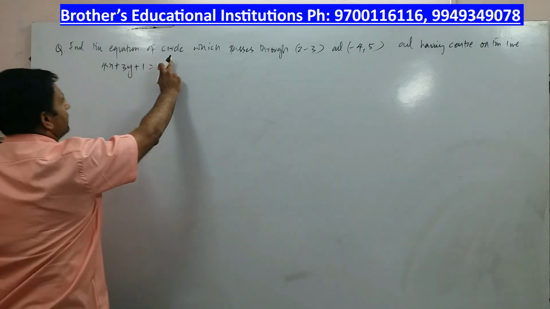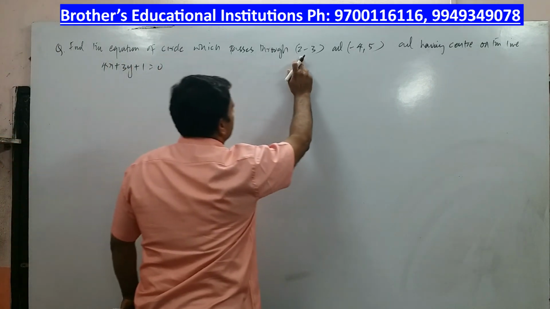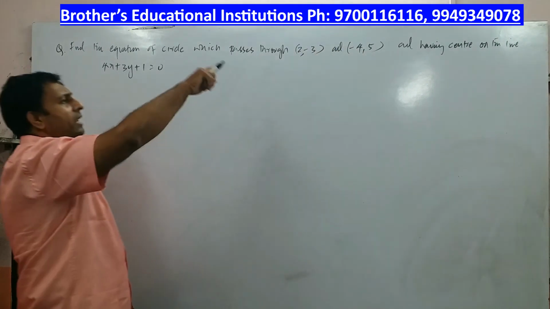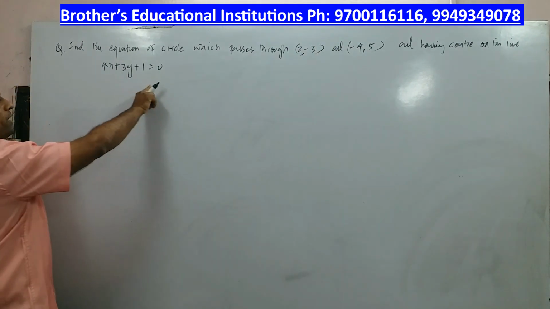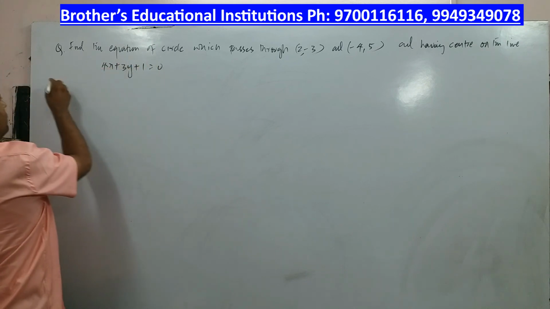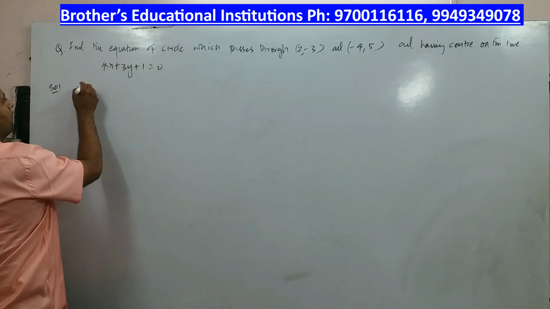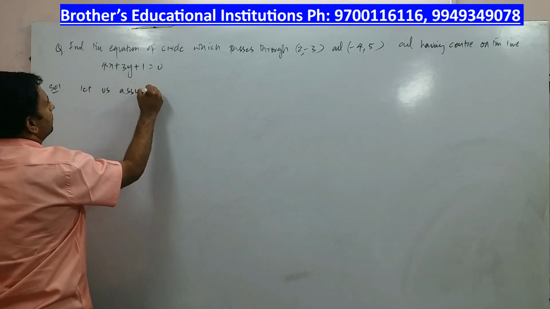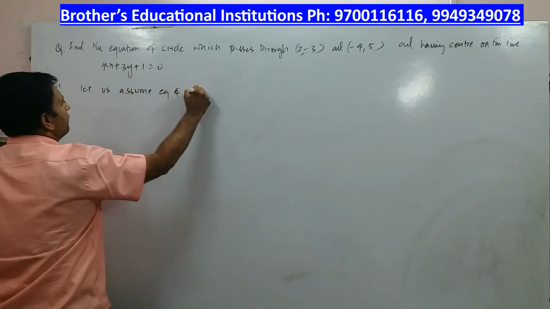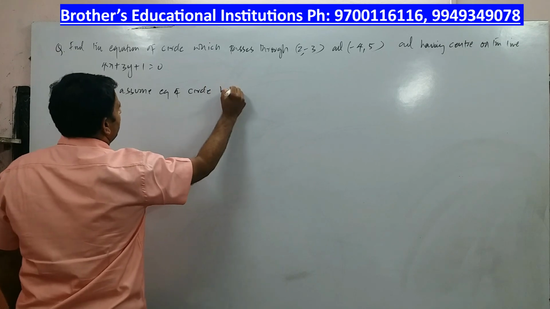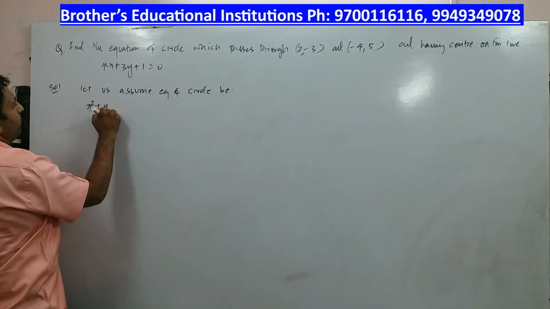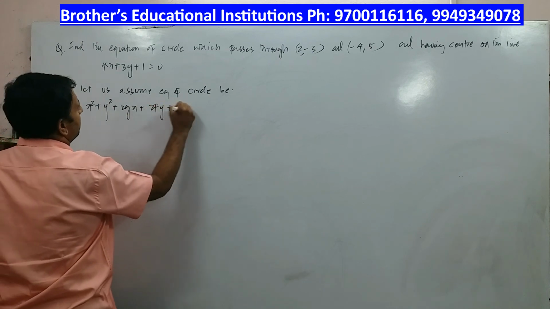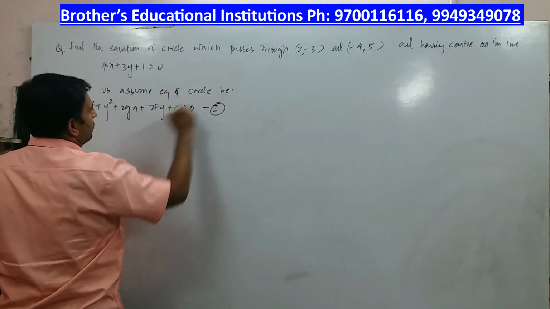Find the equation of the circle which passes through (2, -3), (-4, 5) and having center on the line 4x + 3y + 1 = 0. How do you do this problem? Let us assume the equation of the circle to be x² + y² + 2gx + 2fy + c = 0. That is equation I.